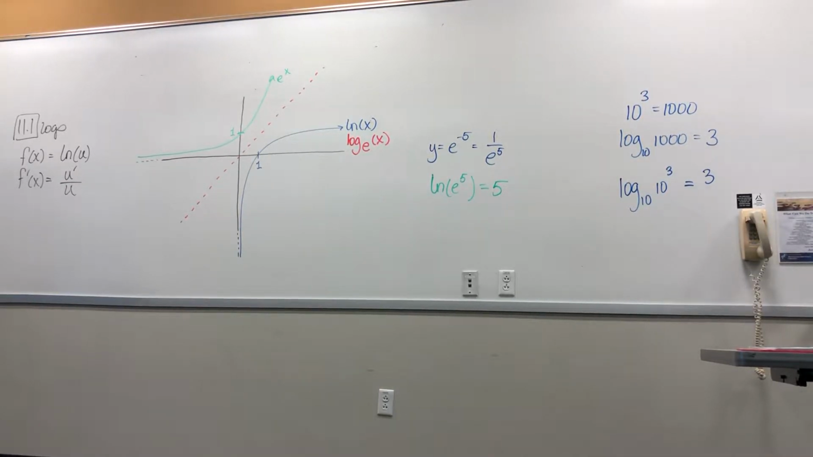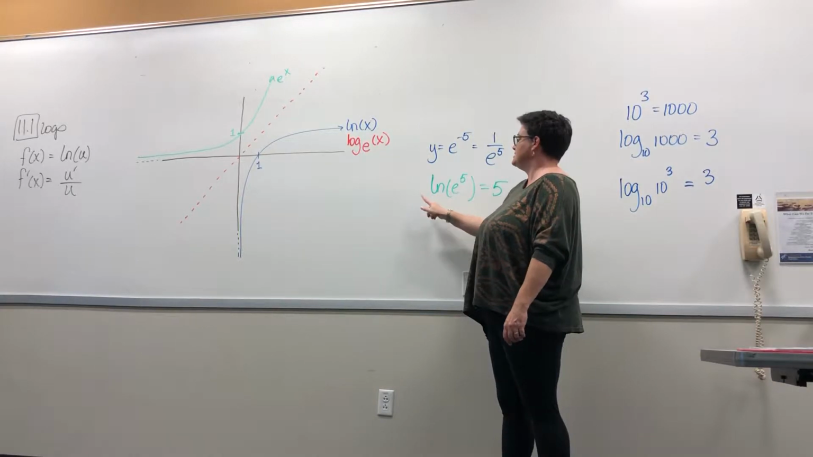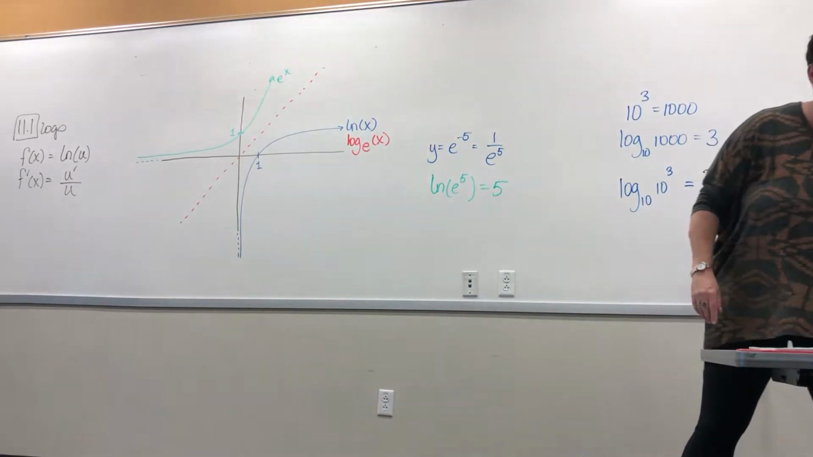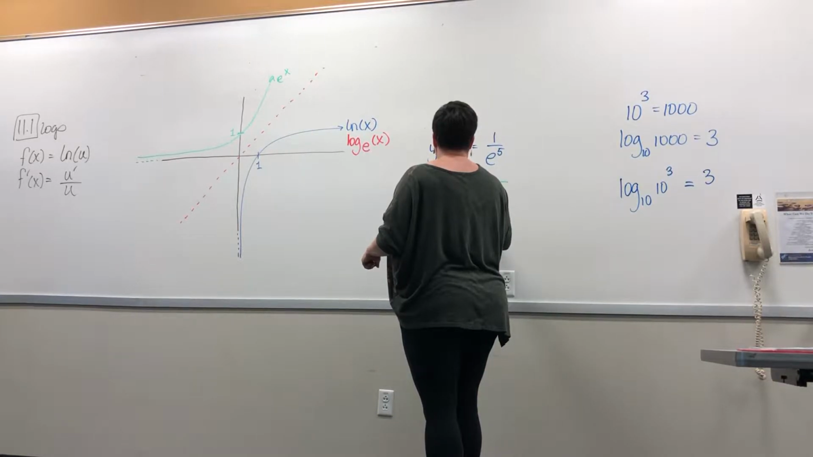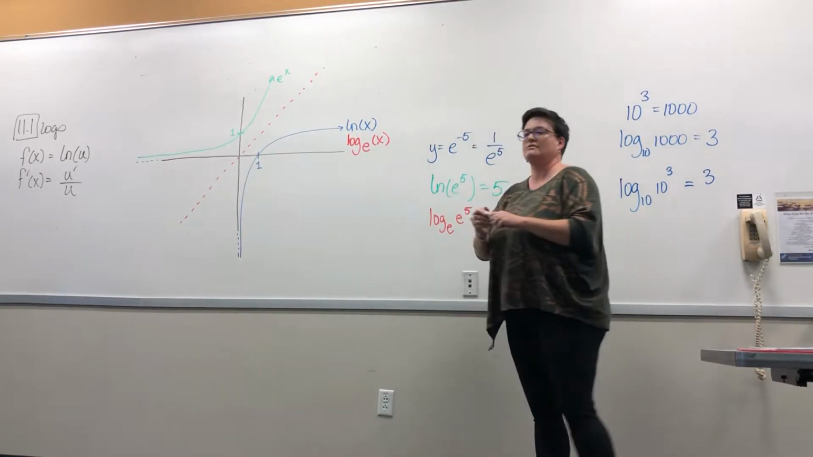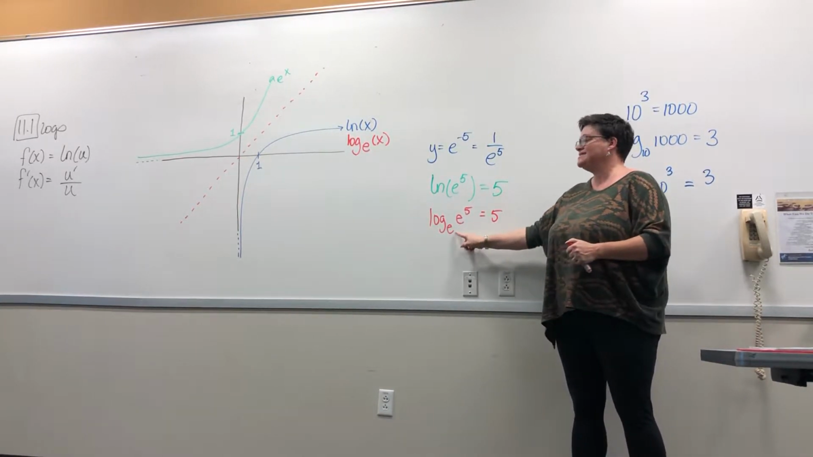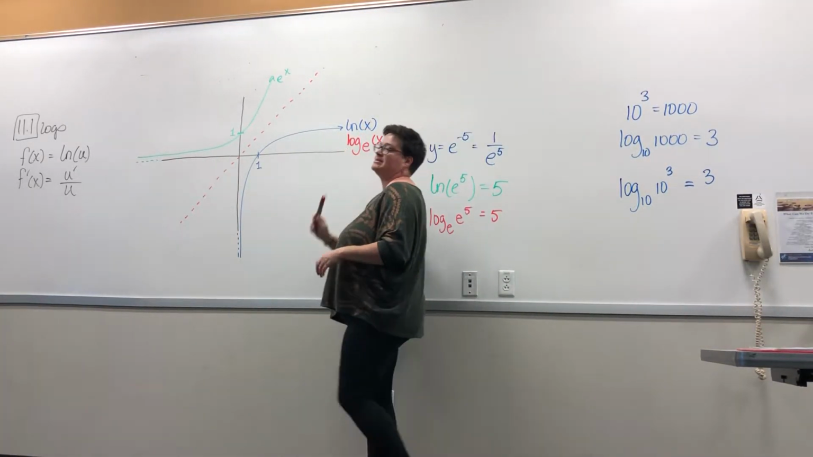Is it supposed to be log e and then x? Natural log is log base e. So this is like saying log base e of e to the 5th. If I rewrote this, it would look like this: log base e of e to the 5th equals 5. Do you see it? The bases are the same. When the bases are the same, the exponent is the answer. So natural log is just log base e.